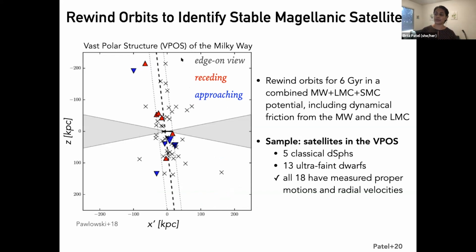So this is called the vast polar structure. You're seeing an edge-on view where each of these points represents a satellite galaxy and the Milky Way's disk is in the center here. And so there appears to be this coherent rotation amongst about half, or not really even half, maybe fewer than half of the Milky Way satellite galaxies. And the Magellanic clouds are within that region. So we simply just narrow the sample down to the 18 that are also within that region to start with.